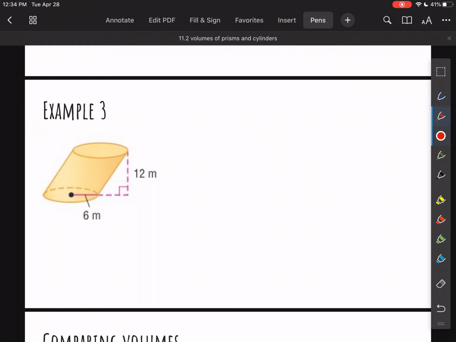you're going to just figure this out the exact same way. So this would be pi r squared times the height, right? So pi times 36 times 12, which just seems to be like a pretty big number. 36 times 12 equals 432 times pi. So this is equal to 1,357.2 meters cubed.